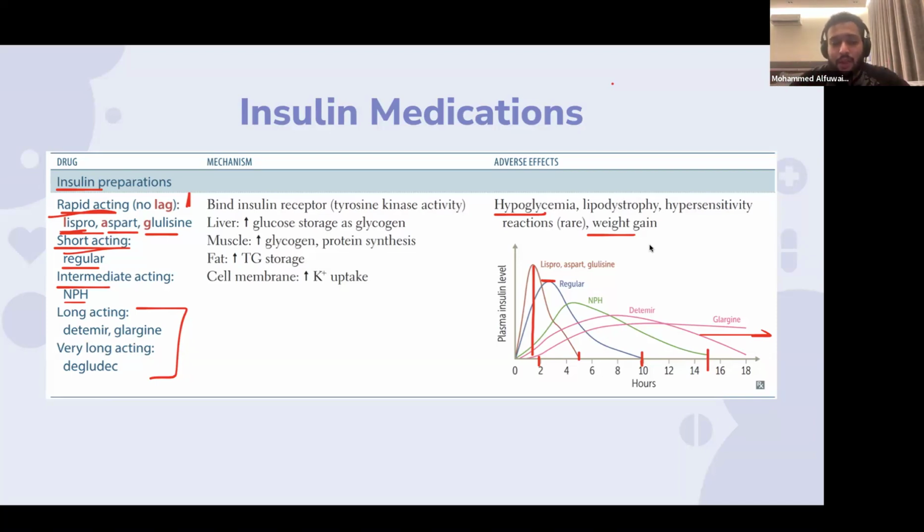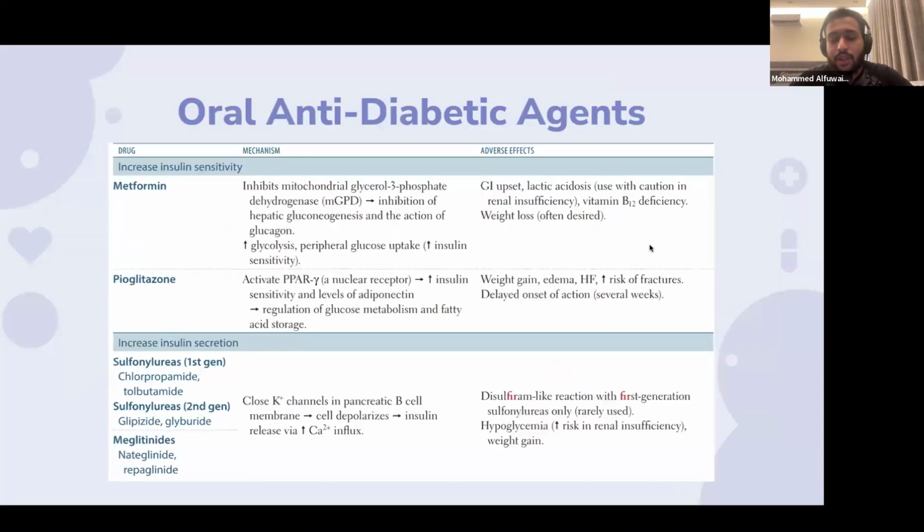Remember the key facts I mentioned. Rapid acting for postprandial. Regular insulin can be given IV, which is in ketoacidosis, very important treatment, and long acting is given once a day, and this is for the control of glucose throughout the day. Then you can give rapid acting every time you eat. Okay, all these drugs are given subcutaneously. Regular insulin can be given IV. Okay, so that's pretty much the insulin medications.